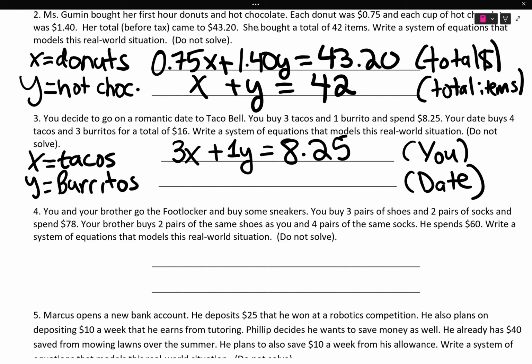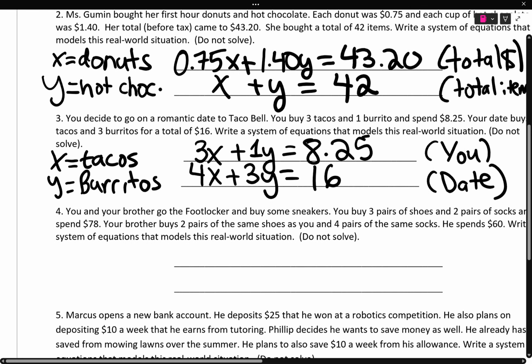Let's talk about our date. Our date bought 4 tacos and 3 burritos for $16. So you, 3x plus 1y equals 8.25. Your date, 4x plus 3y equals 16.